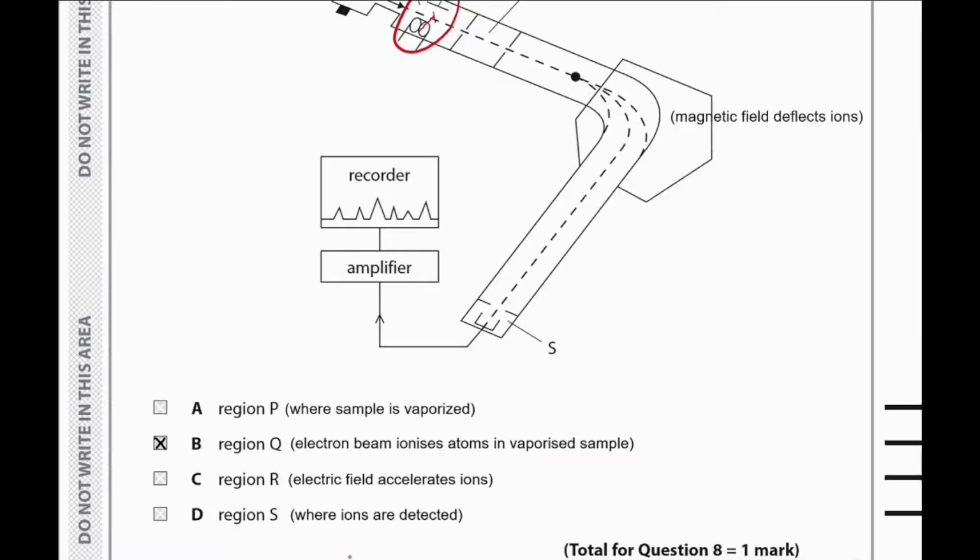In the case of R and S, S is where the ions are detected, while R is where the ions basically receive acceleration, or receive a force due to the presence of an electric field.